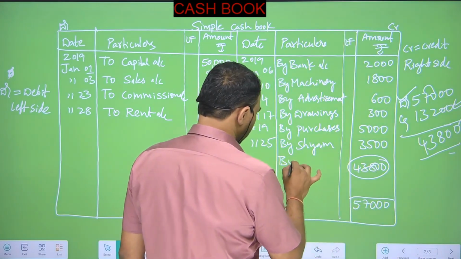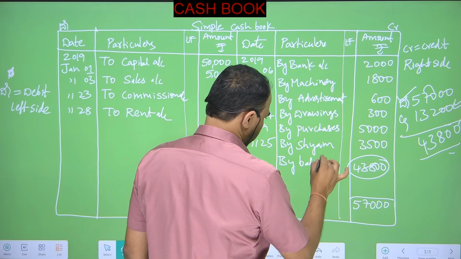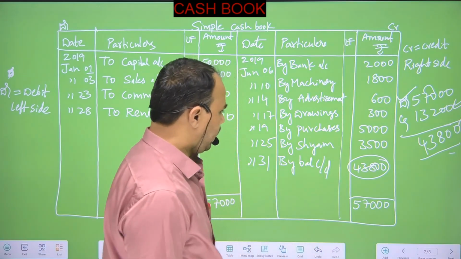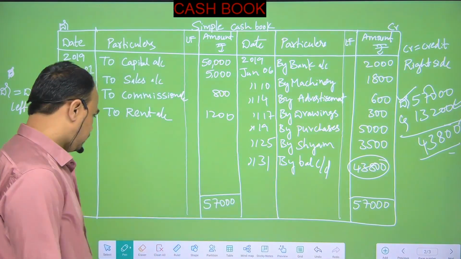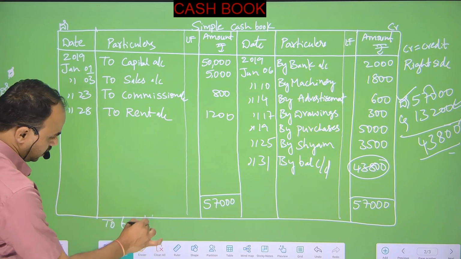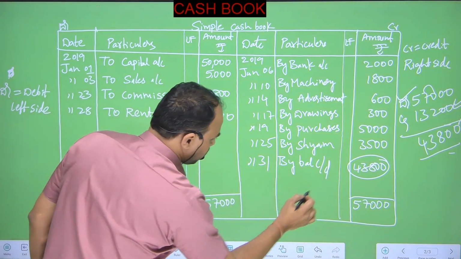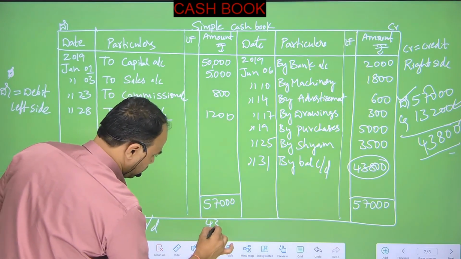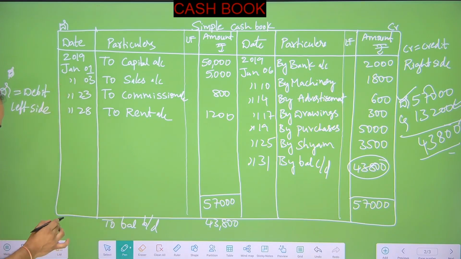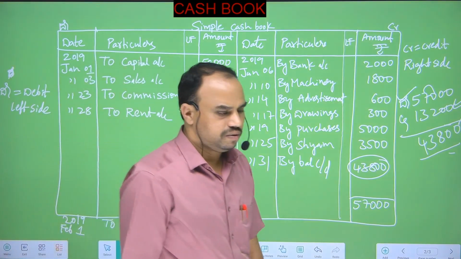This is called by balance carried down. What is the date, beta? Date is 31st. Whatever balance we got, the same balance we will write next month as the opening balance on the opposite side, as balance brought down. How much balance did we get here? 43,800. So this is the January month. After January, what is the next month? 2019, after January, next month, February 1st. Like this we have to write. Okay, with this the problem is completed.